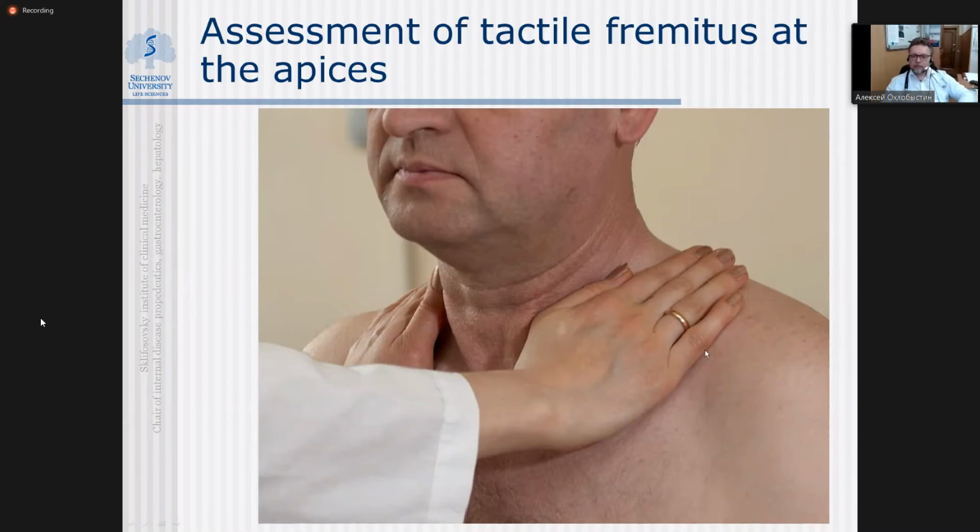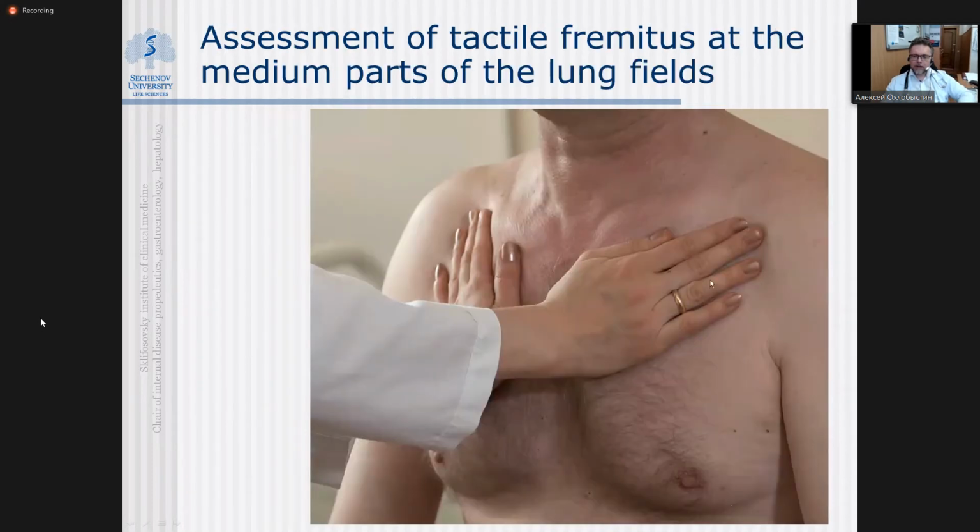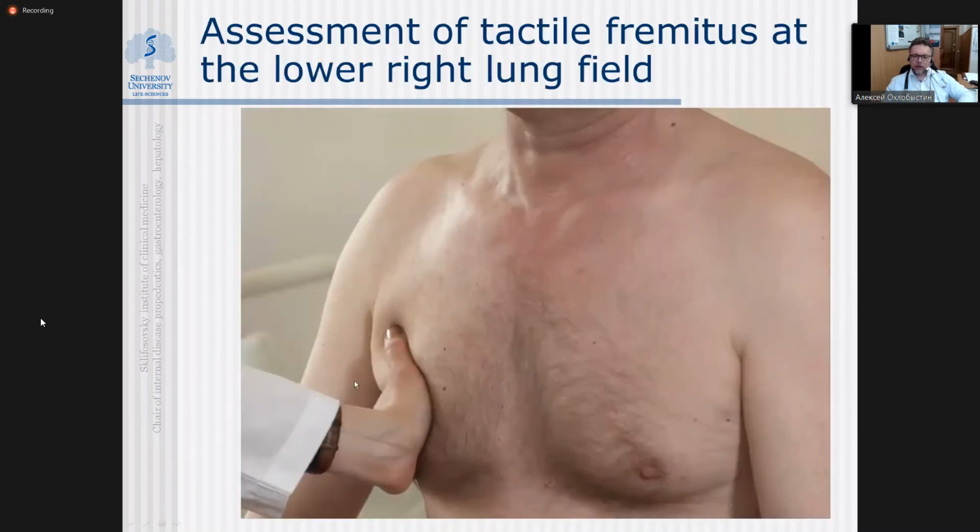So first, palpation of the patient's apices, the supraclavicular areas, then reposition your palms well down underneath the clavicles, and you'll assess the upper portion of the lung fields, like that. And then you may apply only your left hand to the patient's lower right lung and assess the conduction of the tactile fremitus to the lower portion of the right lung. We do not compare lung to the heart, and therefore your right hand will not be placed on the left side of the patient's chest.